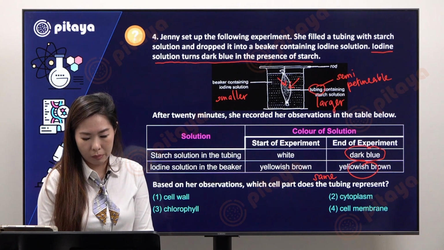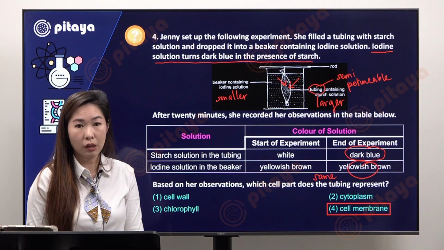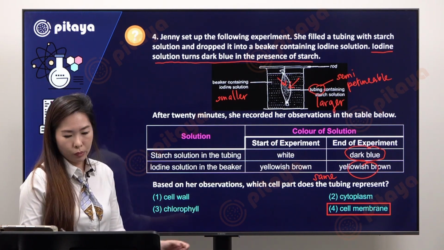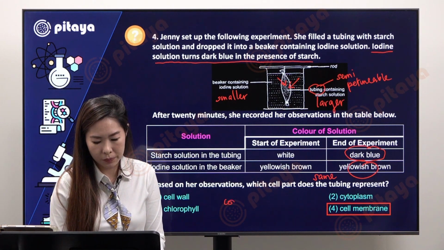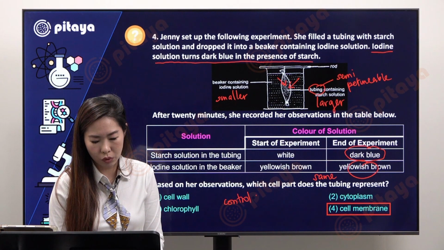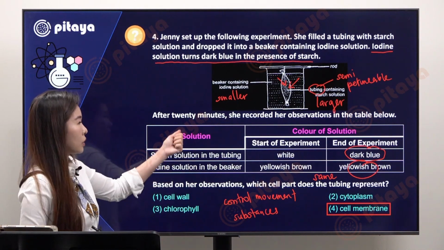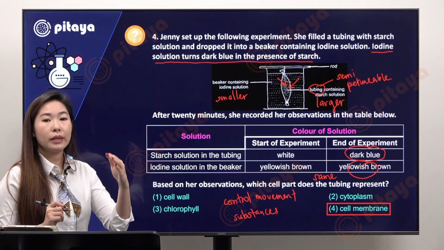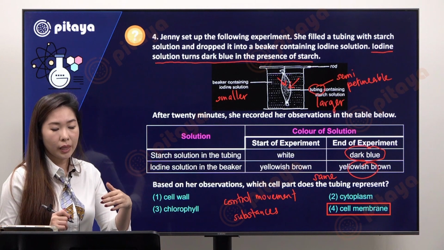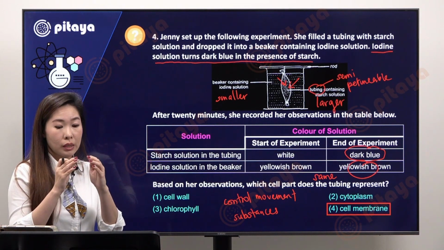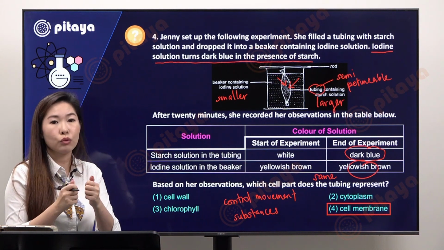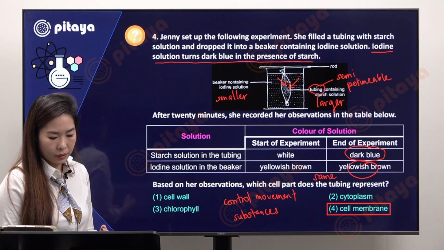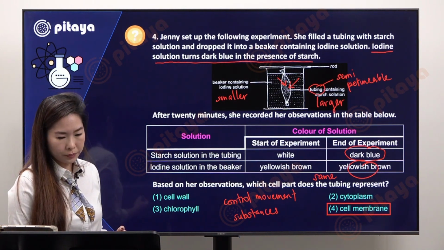So it shows that it must be representing the cell membrane. And we know from the topic of cells that the cell membrane is able to control the movement of some substances in and out of the cell. Similar to the tubing that we see over here, allowing only iodine solution to move in, but not allowing the larger starch molecules inside to move out of the tubing. So for this, the answer is 4.